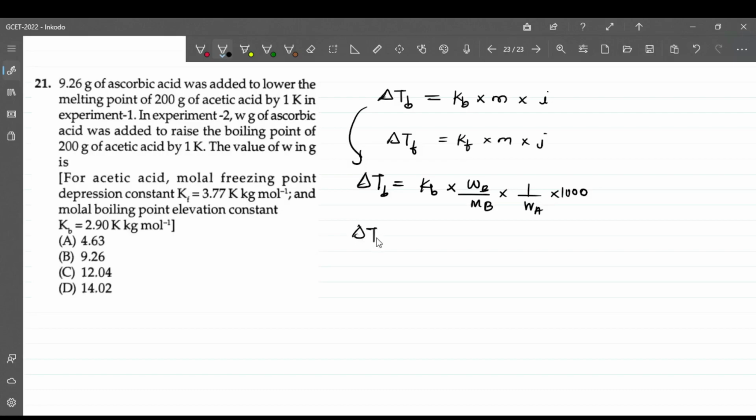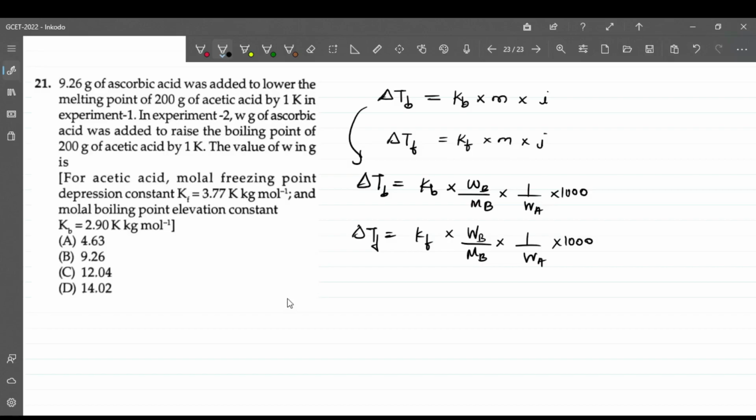And the delta Tf formula could be written as Kf into Wb upon Mb into Wa into 1000. And these are the different formulas which we are having. Now how to utilize the data over here? The thing is they have given a freezing point depression constant.